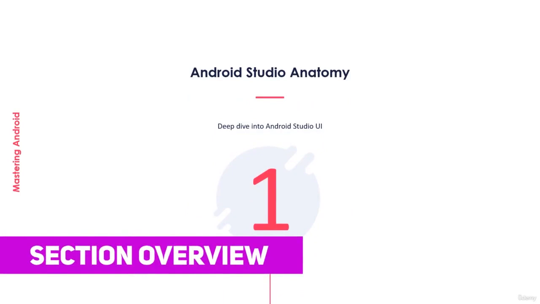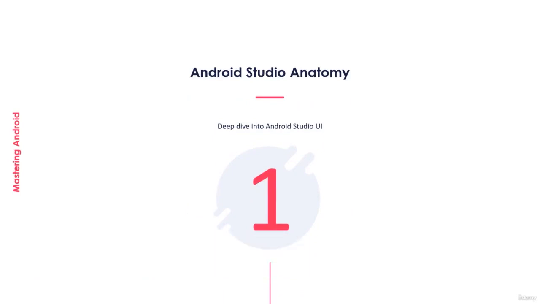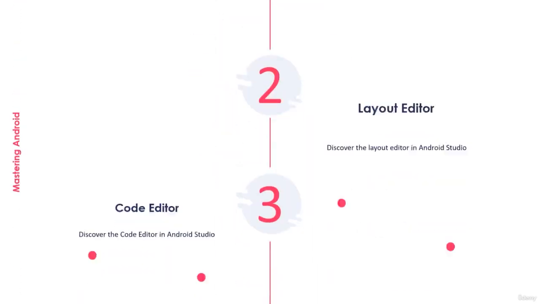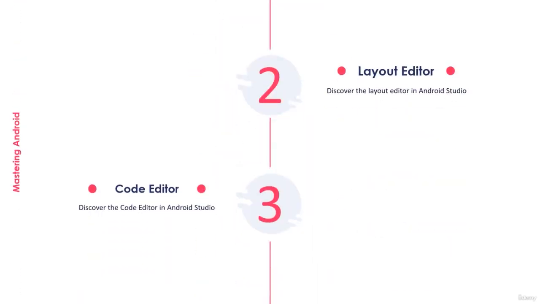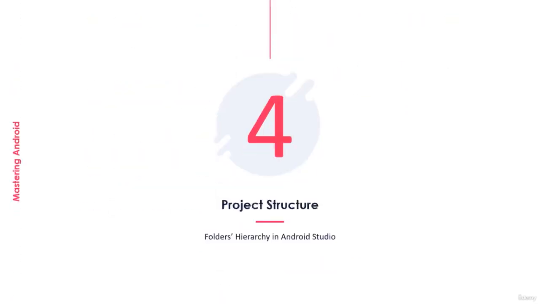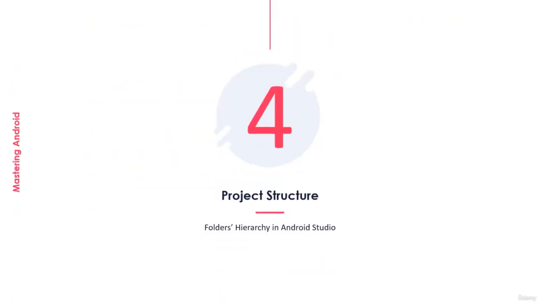We're gonna talk about Android Studio Anatomy. So we will start by deep diving into Android Studio UI. Then we will talk about the layout editor. We'll discover the layout editor in Android Studio. Then we will move to the code editor and discovering the code editor in Android Studio and its attributes. And then we'll move to the project structure so we can discover the folders hierarchy in Android Studio. Well, these are the topics that we'll cover.